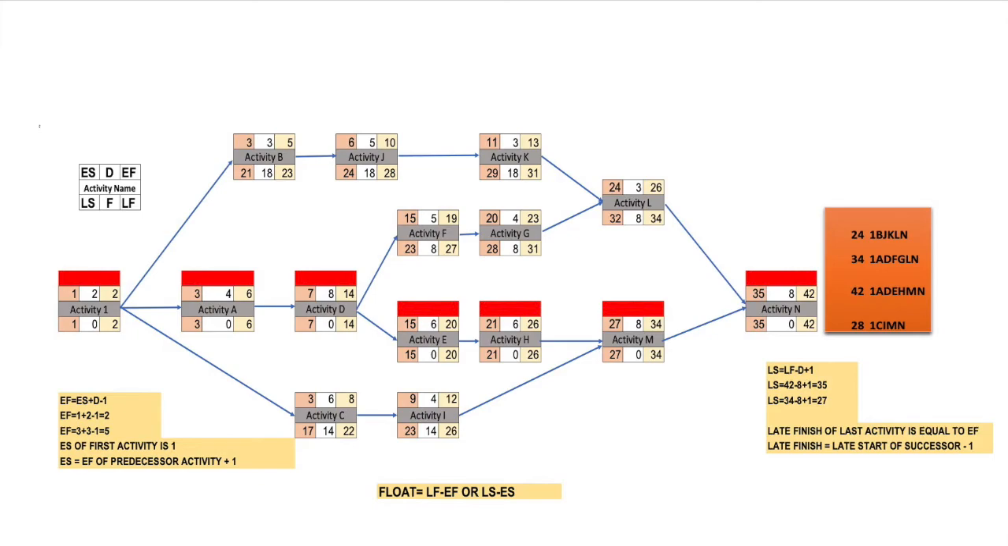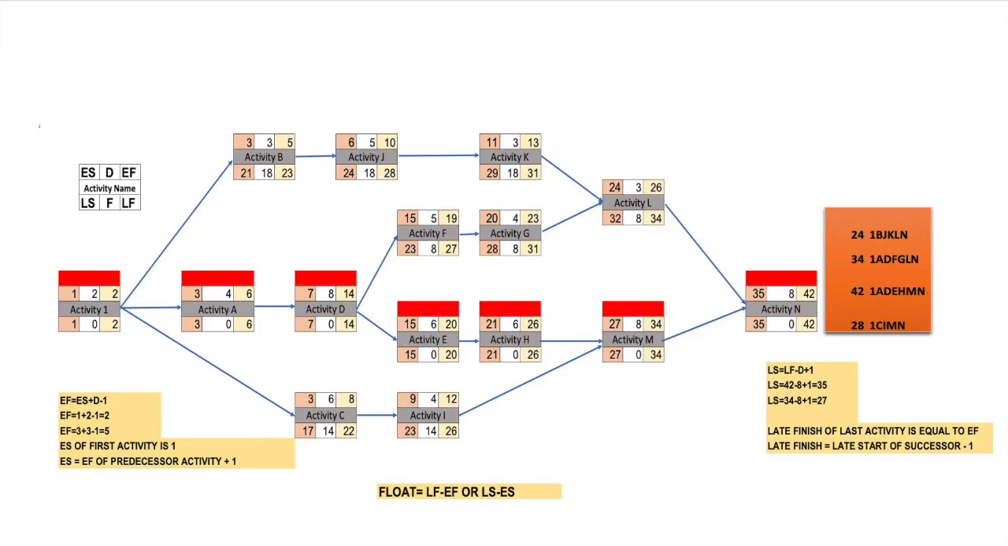When we are using the backward path method, after M we have two activities, activity H and activity I. So we will use 27 minus 1 as a late finish for both the activities, that is 26. We will use the same formula, 26 minus 6 plus 1. So we will find out the late start date of all the activities.